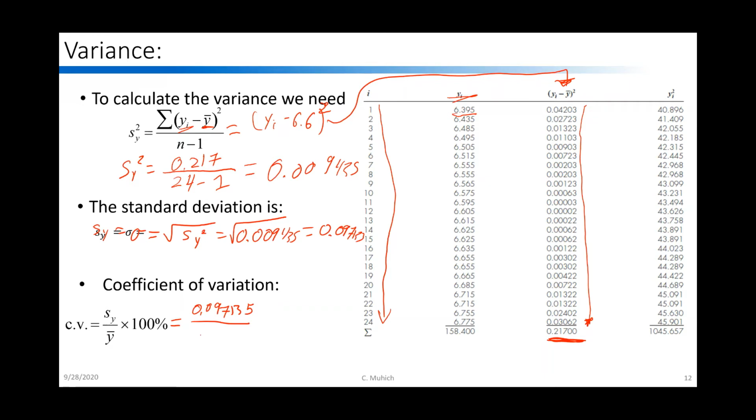My average was 6.6 times 100% is 1.47%. Well, my coefficient of variation is saying that the variance, the spread of these values, is very small, or is only 1% of that mean. So we can really trust this data to be highly localized.